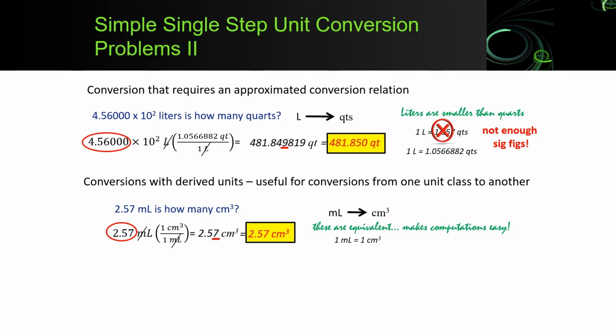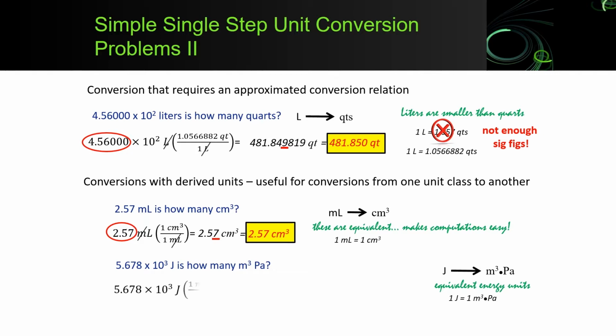Now here's a similar example. 5.678 times 10 to the third joules is how many meters cubed Pascal? This converts an energy unit, joules, to volume pressure units, meters cubed pascals. Again, this is an easy conversion because the definition is 1 joule is exactly equal to 1 meter cubed Pascal, so the conversion is direct and efficient to apply.